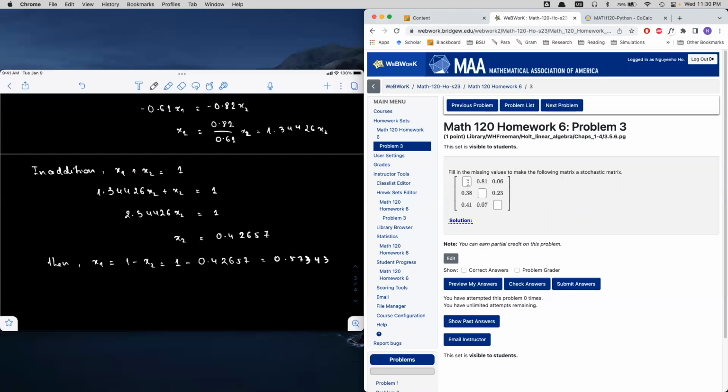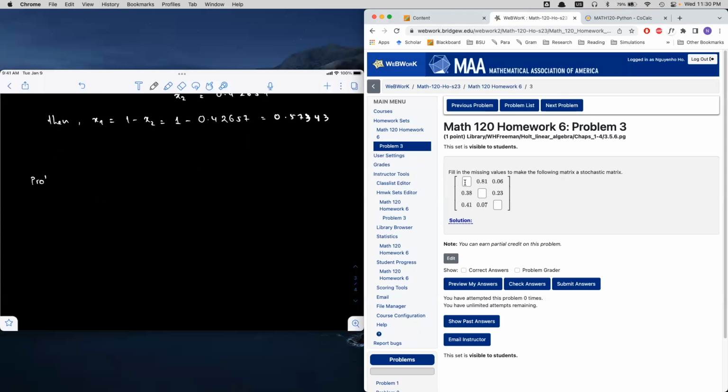So that means this missing number added with 0.38, added with 0.41 has to be equal to 1. So that will give you the idea how to calculate the missing value here. Right, so for problem 3, what you have is the missing value, let's call that x, plus 0.38 plus 0.41 equal to 1. Now from here, you can solve for x.